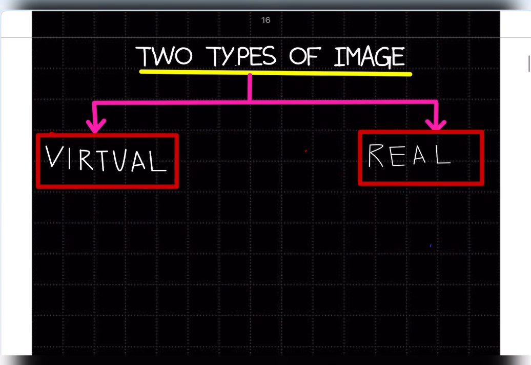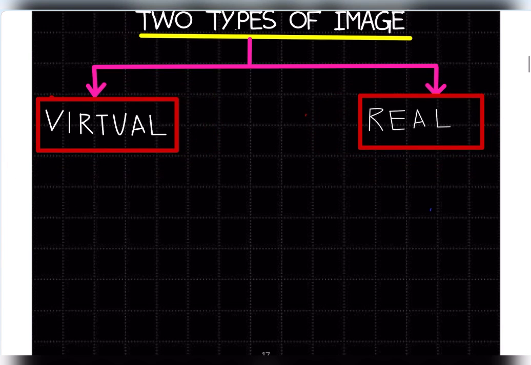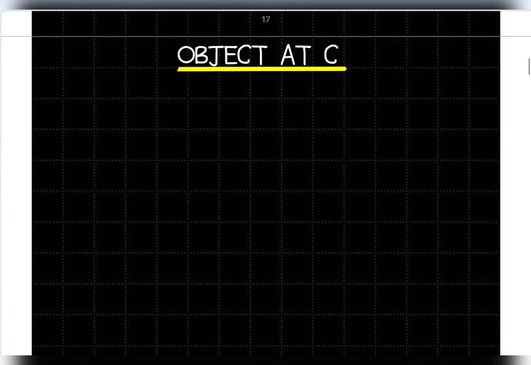Now there are two types of image formed: virtual image and real image. But before discussing this, let us draw the ray diagram and try to understand, and slowly, step by step, you will understand what a real image and what a virtual image is. Now, when the object is at C, what does it mean? We have started drawing the ray diagram, so let me try.